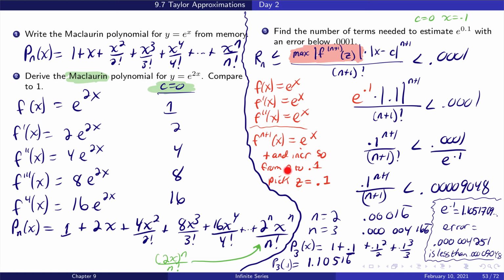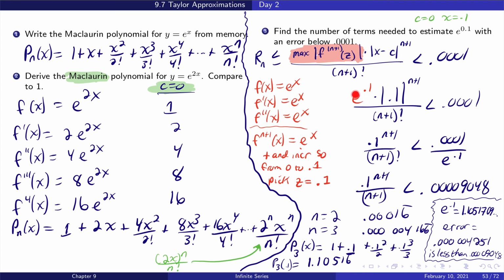So if I'm going to substitute values anywhere from 0, which is my c, up to x, which is 0.1, you'll get a maximum output when you plug in 0.1, the right edge. So my z value is going to be 0.1. Between this x and the c, the number that produces the largest derivative value is z equals 0.1. So figured that out. Derivative with 0.1 substituted in, 0.1 to the n plus 1 over n plus 1 factorial. This time around, we don't know the number of terms. So n is the variable I'm solving for, and I want it to be less than 0.0001.